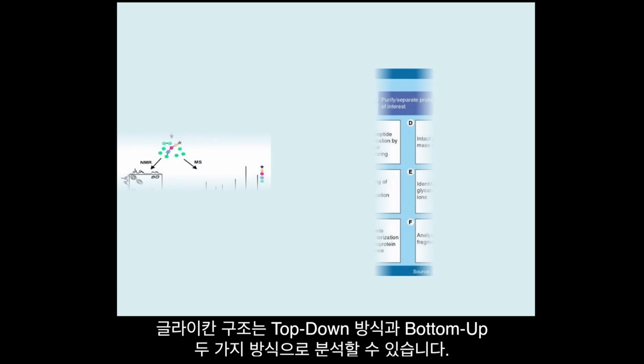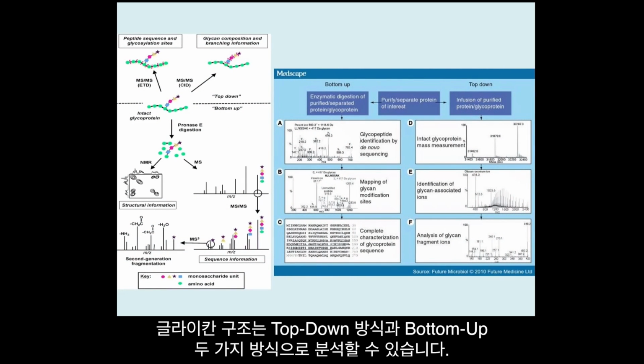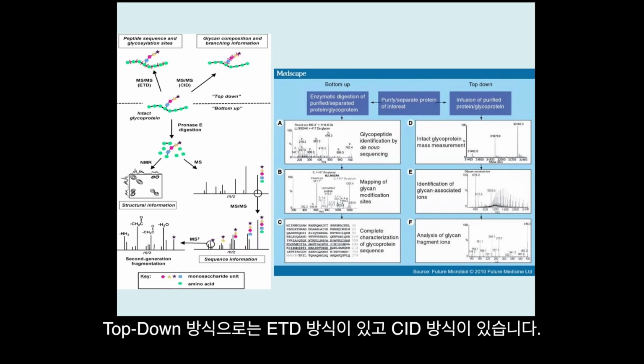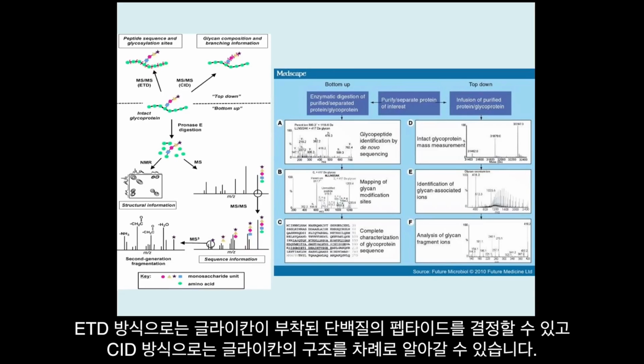The information about glycan structure can be derived by two MS approaches called top-down and bottom-up. In a top-down approach, an intact glycoprotein is analyzed directly using electron transfer dissociation (ETD) or collision-induced dissociation (CID) mass spectrometry technique. ETD induces backbone fragmentation, resulting in a mass spectrum that reveals the information about peptide sequence and glycosylation sites. On the other hand, CID favors the fragmentation of glycosidic bonds, providing information about glycan composition and the branching.